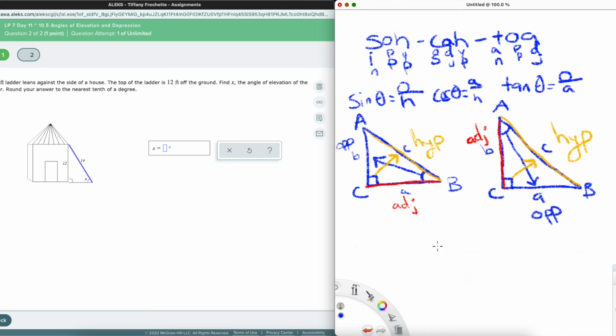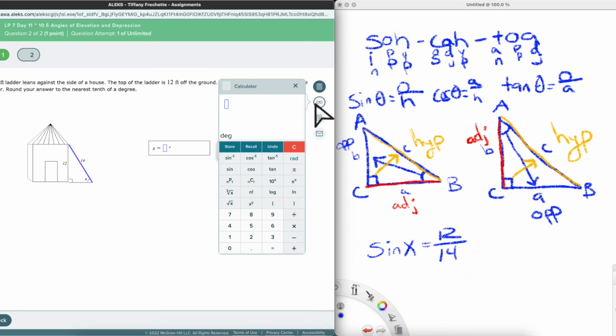All right, so our angle is X. We're looking at opposite and hypotenuse again, because 12 is opposite, and this one's across from the 90 degrees, so this is the hypotenuse. So we're looking at sine again. So we have sine of angle X equals opposite, which is 12, over the hypotenuse, which is 14. So now I'm going to grab my calculator again, and I'm going to say 12 divided by 14. So this is the decimal. This is the sine of the angle.